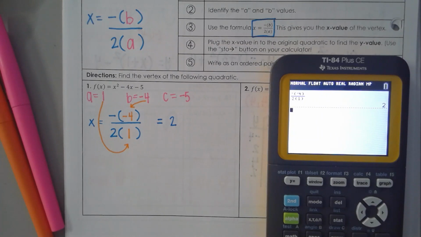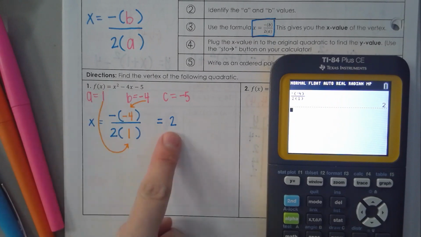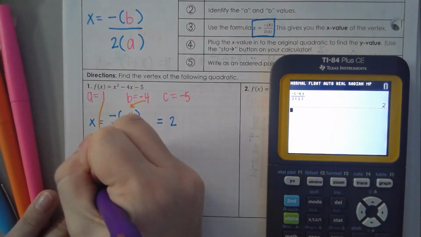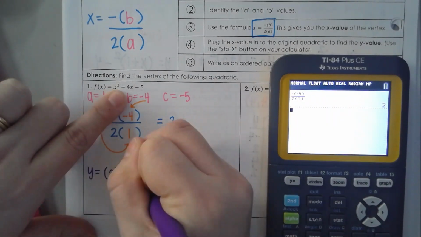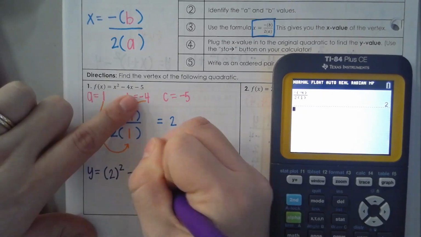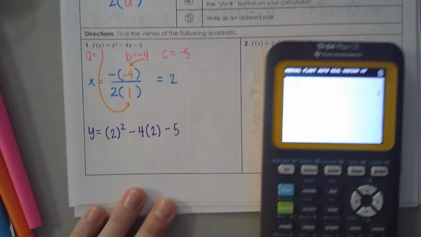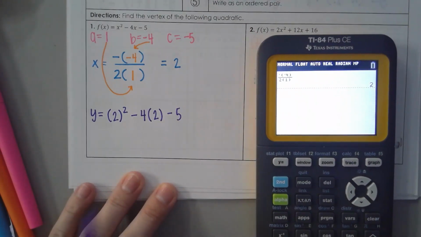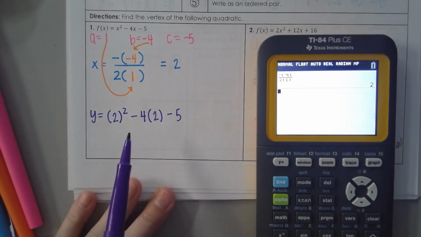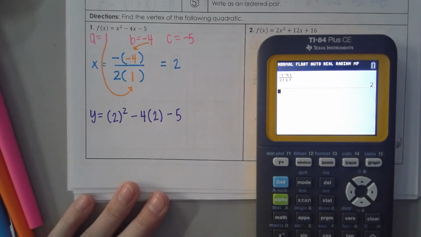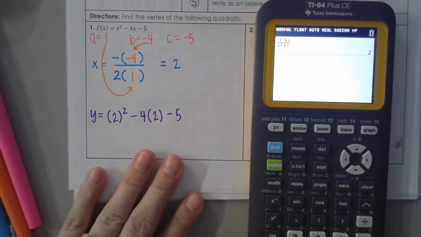To find the y value, I have to plug that 2 back in for the x. And that'll give me the y. So it would be 2 squared minus 4 times 2 minus 5. And it's okay to type it in like this. You probably would be okay on this problem, but when there are a lot of negatives involved, you can run into some problems. So I would still use the store button.